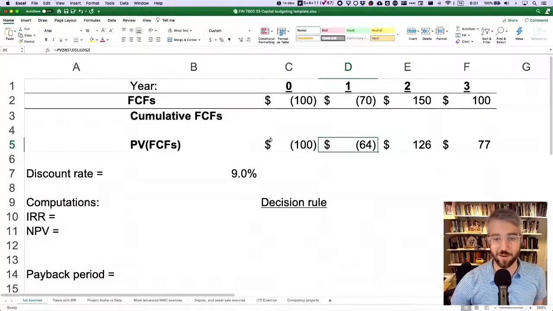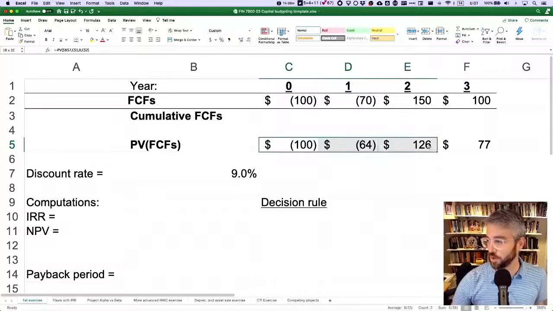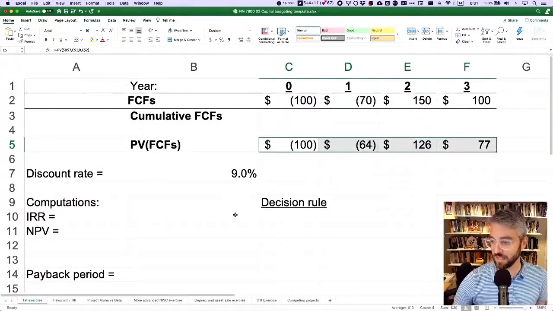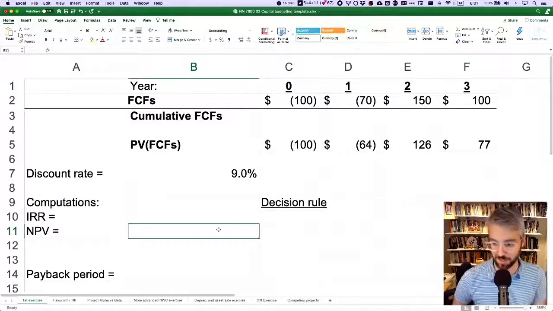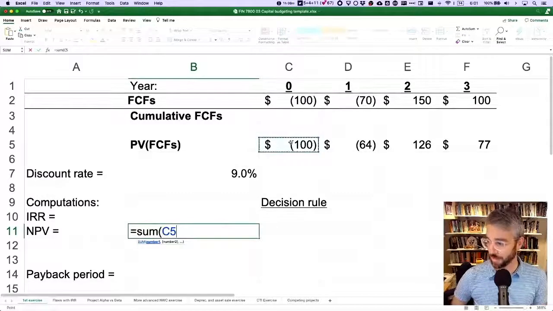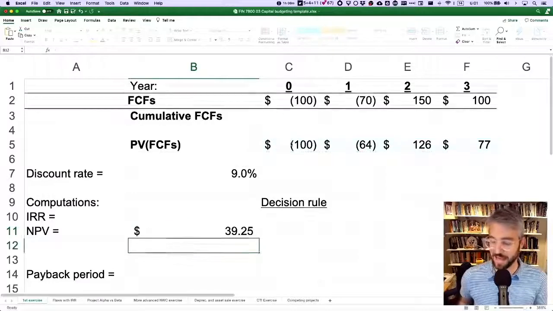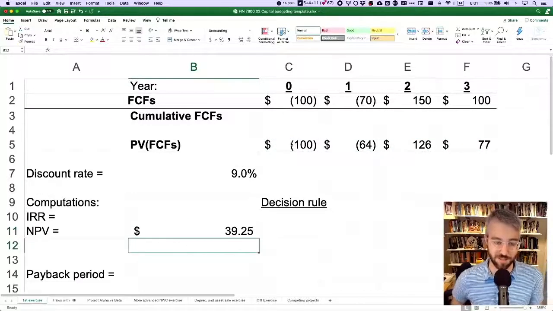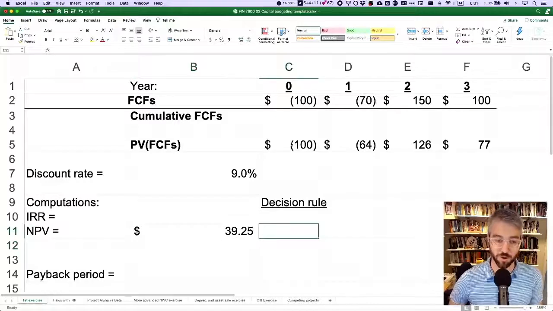So having calculated the PVs of all 4 cash flows, we can calculate the NPV of the project, and I'm going to do that here in cell B11 just by adding up those 4. And if I do that, we get that the NPV of the project is $39,250,000 approximately. So is this a good project to invest in? Well, it turns out yes.